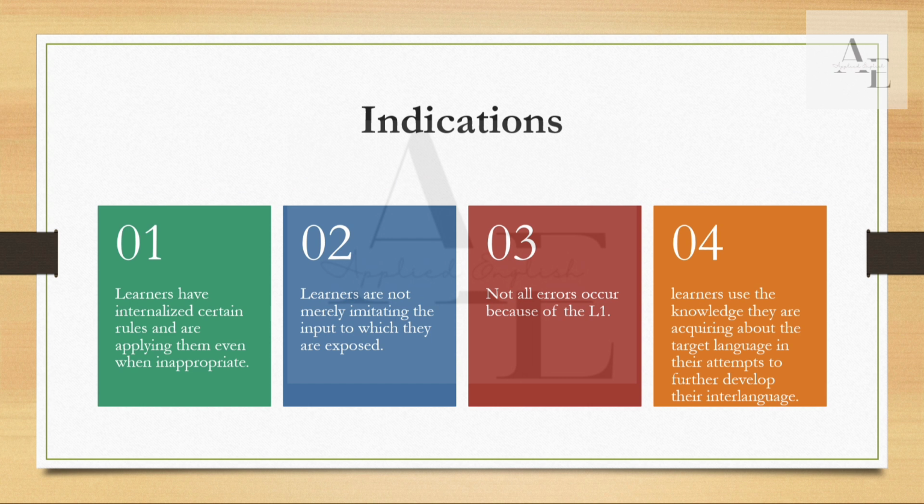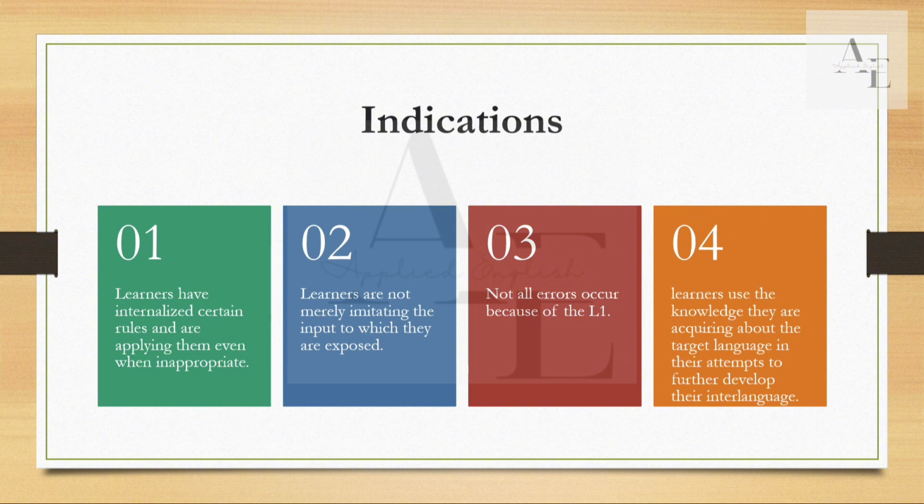Overgeneralization has many indications in terms of second language acquisition. First of all, learners have internalized certain rules and are applying them when they are inappropriate. Again, we're talking here about universal grammar and the internal set of rules in every learner. So overgeneralization indicates that learners have internalized certain rules.